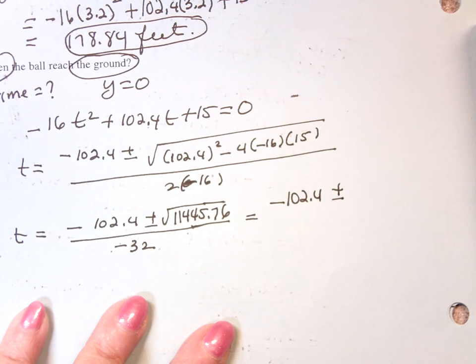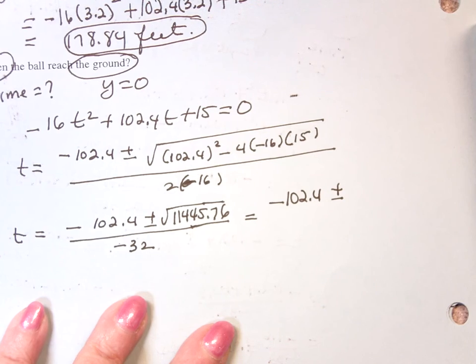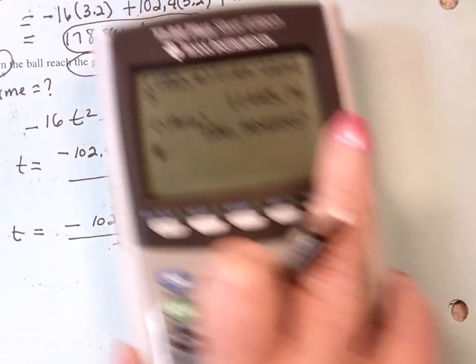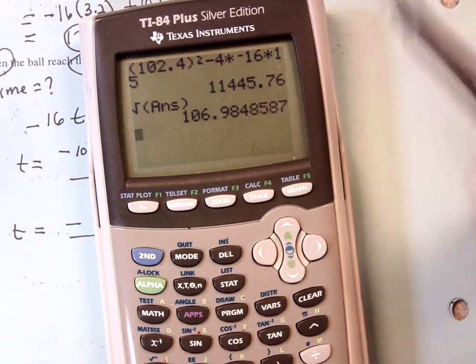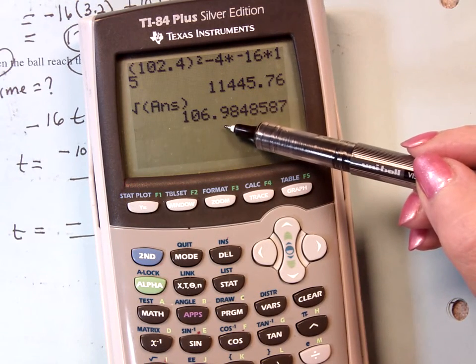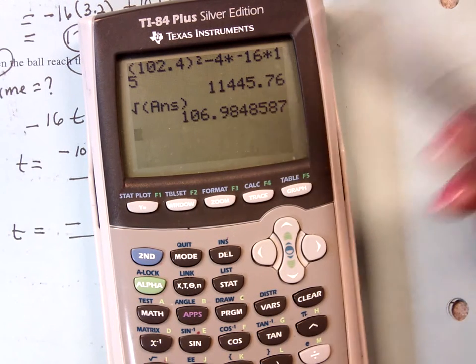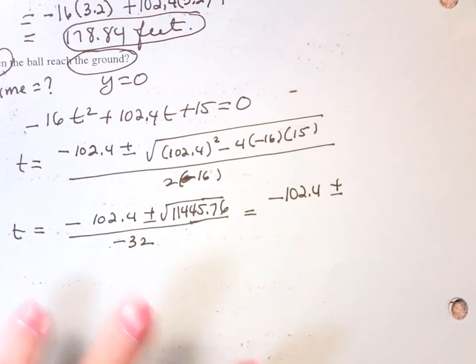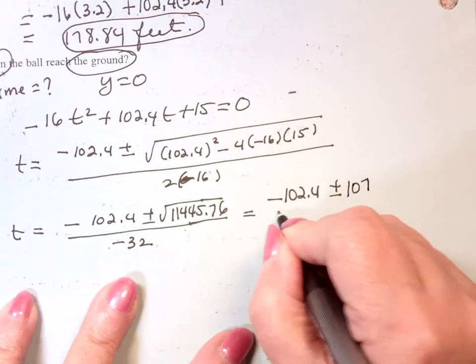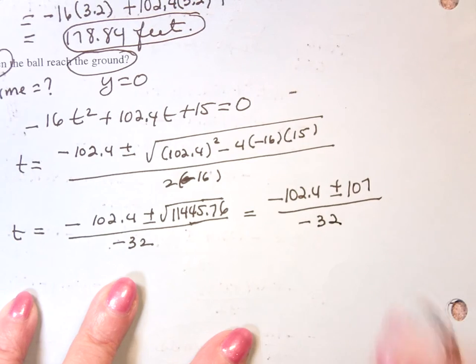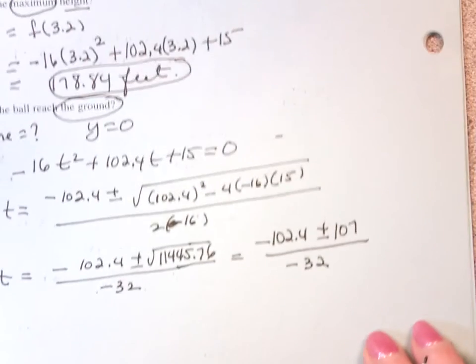So the square root of 11,445.76 is 106.9. 107 is good enough, because if I look at this, it's 106.984. So if I round it to the nearest tenth, it's 107. If I round it to the nearest hundredth, I'm getting close to 107. Might as well make my life nice. Make it 107, all over negative 32.